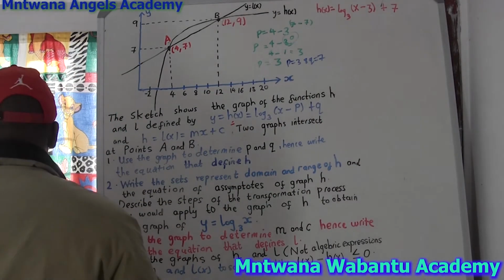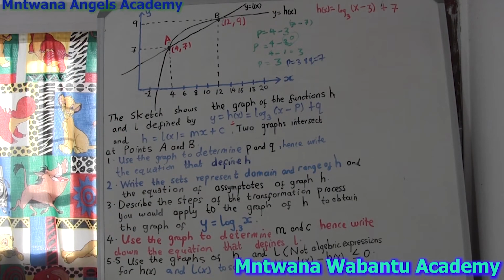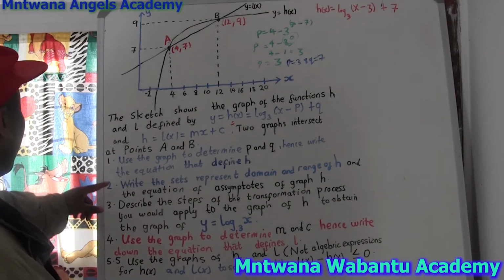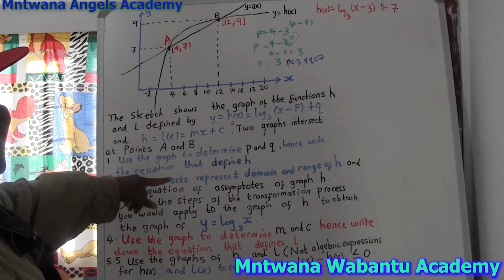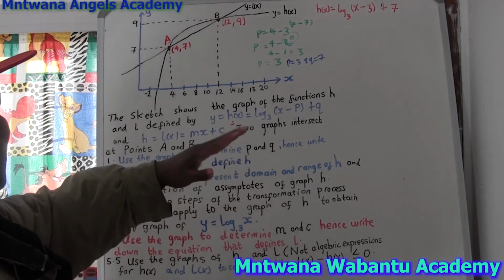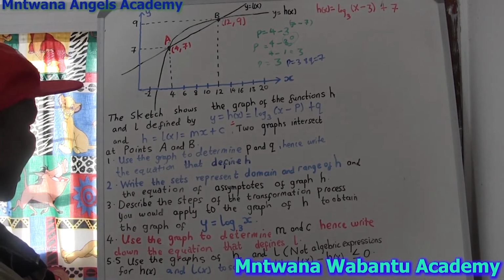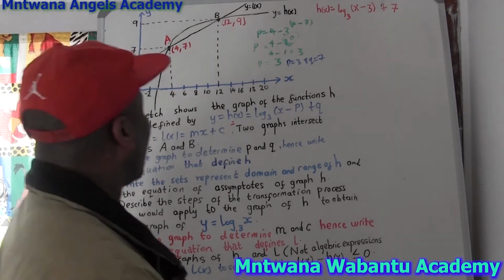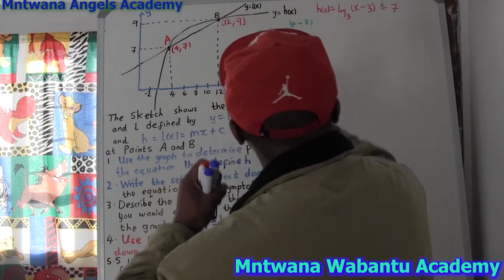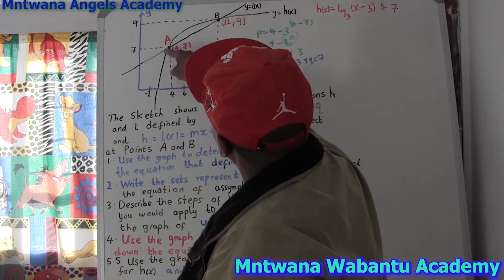Alright, man. What do they want next? So for the next one, they say b. Write down the domain and range of h. Domain and range of h. Okay, so what is h? This is h here. Domain and range.